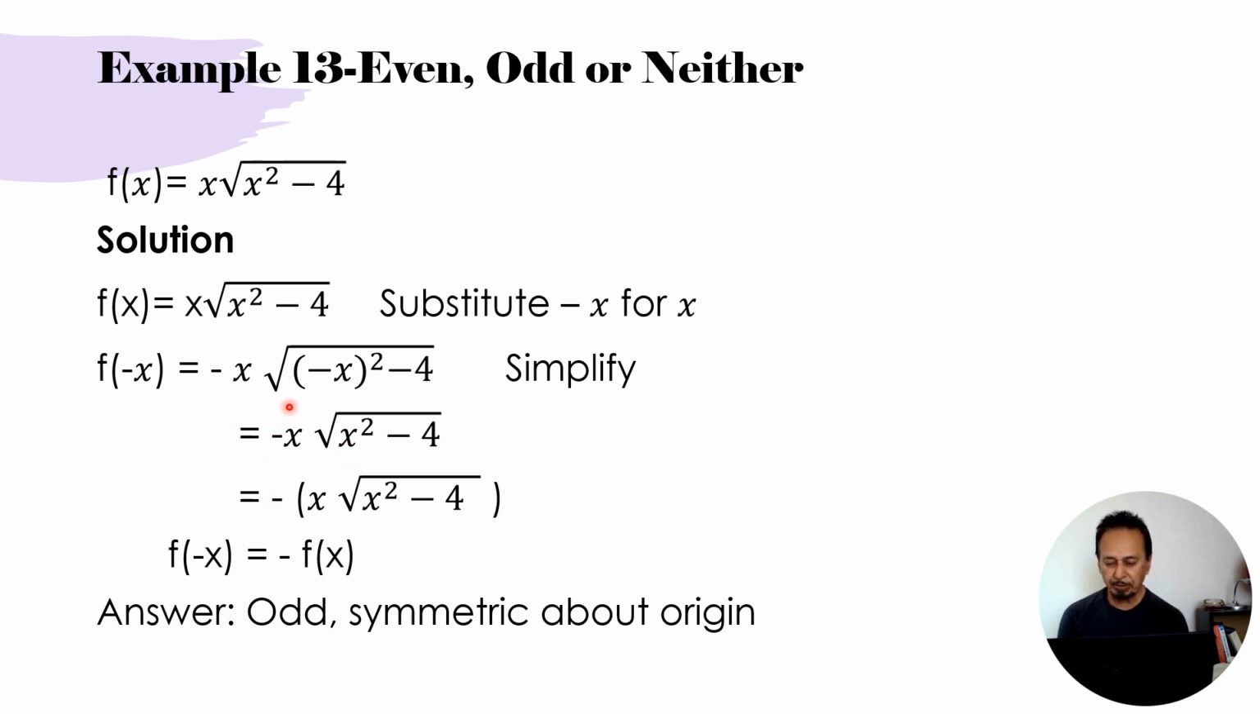So now we compare. It looks like this is exactly the same as this one, but for this negative sign. So we can say these expressions are opposite to each other. So we can conclude that f of negative x is equal to the opposite of this function. And by definition, the function is what? Odd and is symmetric about the origin.